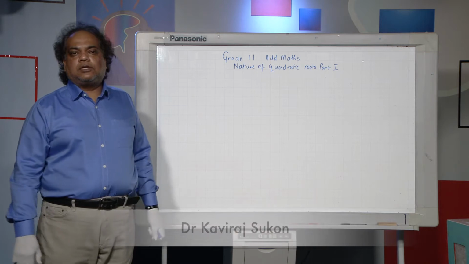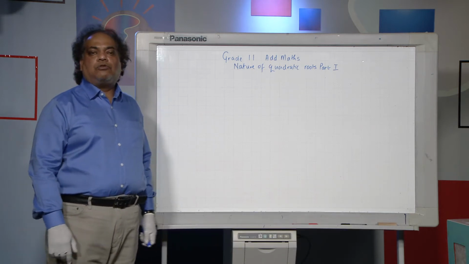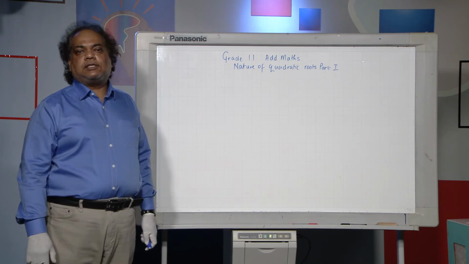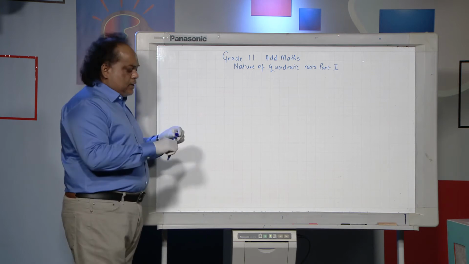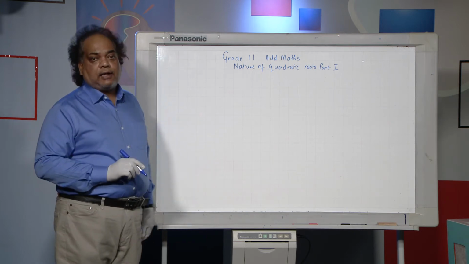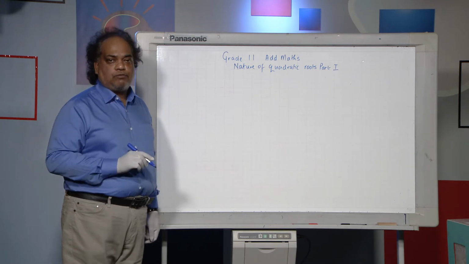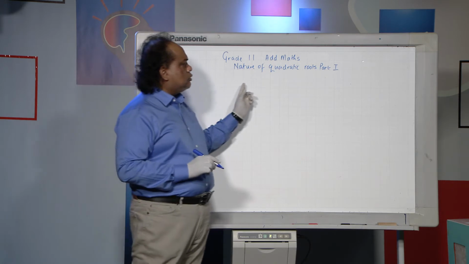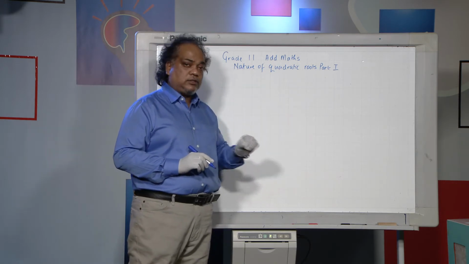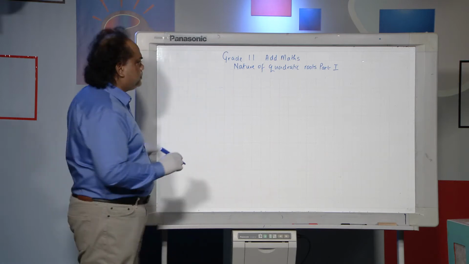Today we are going to look at the chapter called Nature of Quadratic Roots for grade 11 in the syllabus of additional mathematics. You have learned about quadratic equation at Form 5 level already, or even at Form 3, Form 4 level. Now we are going to analyze the roots.